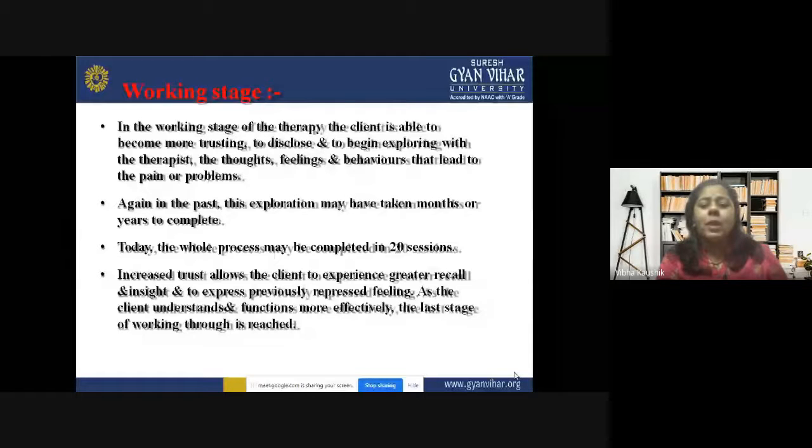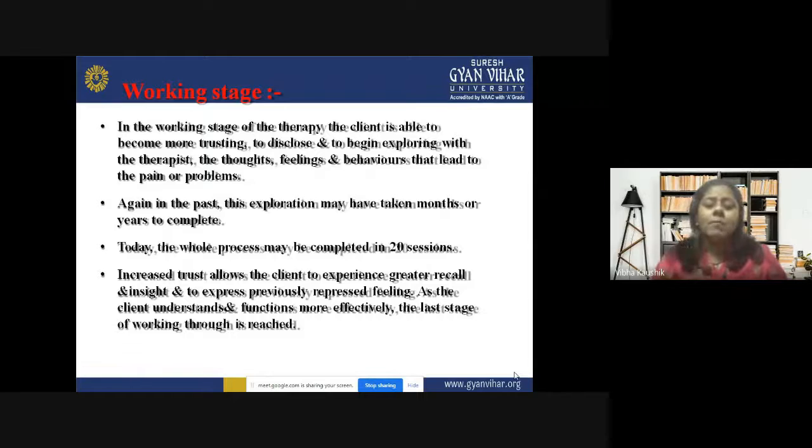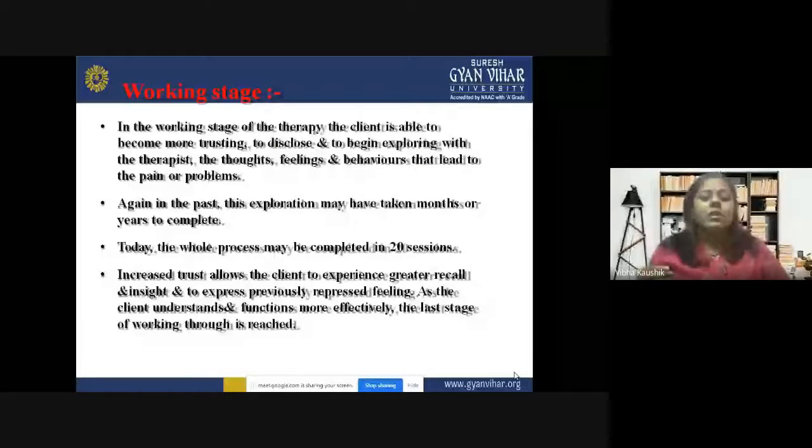In the past, the exploration may have taken months or years to complete. Today, the whole process may be completed in 20 therapy sessions. Increased trust allows the client to experience greater recall. When trust is established, the client will experience greater recall and insight and express previously repressed feelings. As the client understands more, he starts functioning more effectively. This is the last stage of working through.